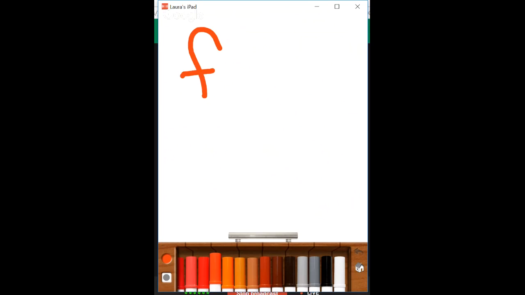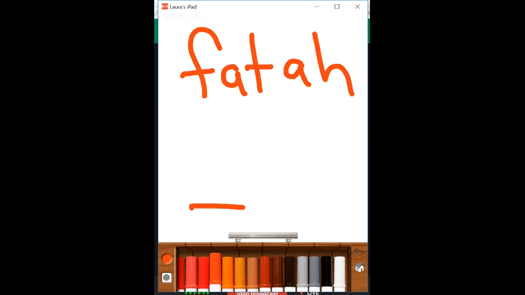Next, Feta. Feta also is written above the word, above the line, and it just looks like a little slash mark. That's Feta. Feta makes the ah sound.